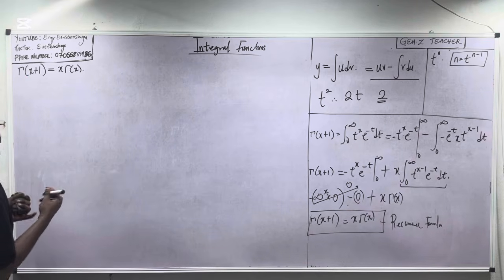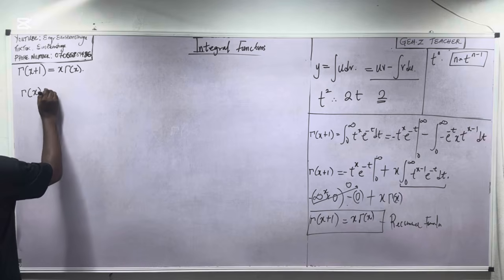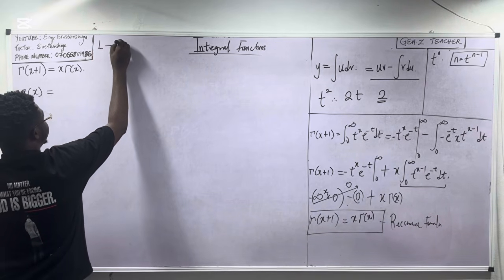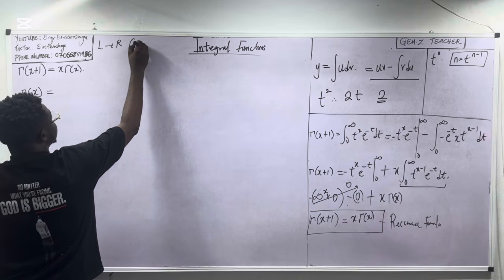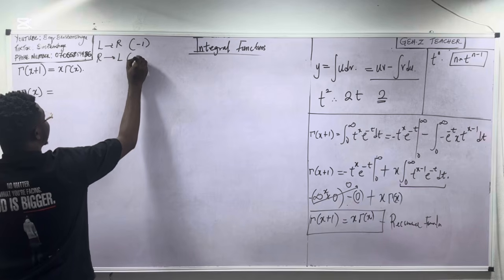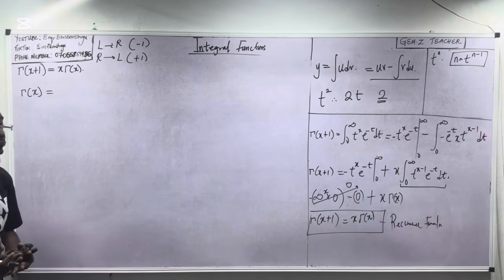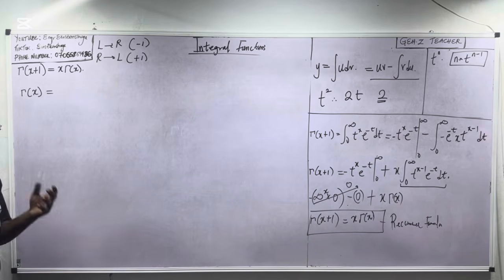So this means that, for example, let's say we are now asked to find the gamma function of x. Remember, from left to right, we are reducing. Okay, so we're having -1, while from right to left, we are having +1. So from left to right, you are reducing by 1, while right to left, you are increasing by 1. That's simple, right? So let's see.